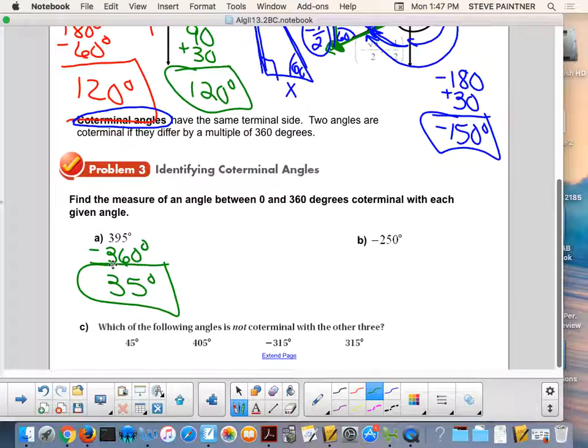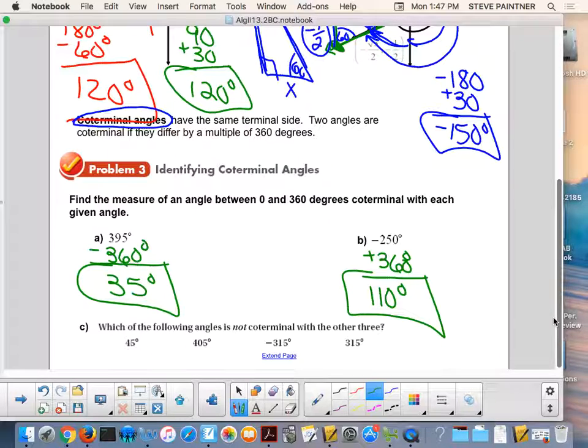Now, a -250. I don't like it because it's negative. So either add a circle or subtract a circle. You probably have to add a circle to get to positive. Answer is 110. So a 110 and a -250 are identical angles. You can draw them on your own, just check it out. It's going to work. So if you ever want to get a coterminal, add a circle, subtract a circle, which is 360 either way.